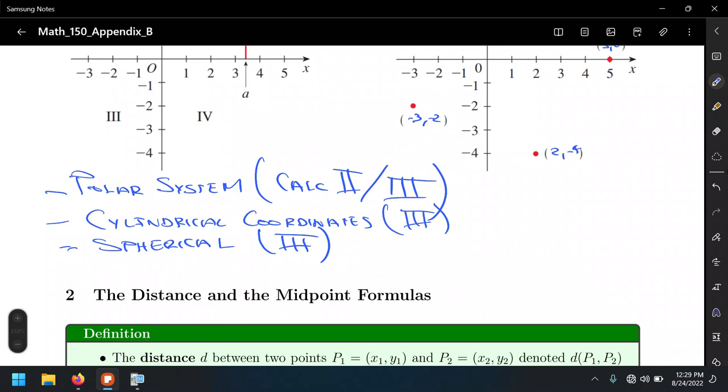But this is just an overview. This is not something that we're going to do in this class. That's something that you will see in the larger world when you move on through those courses.